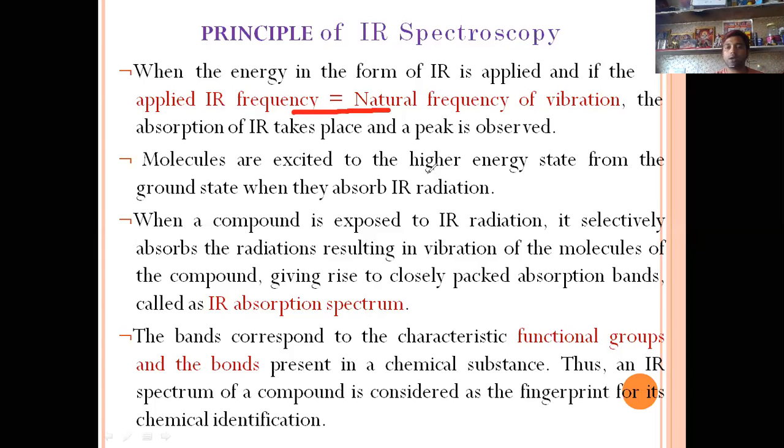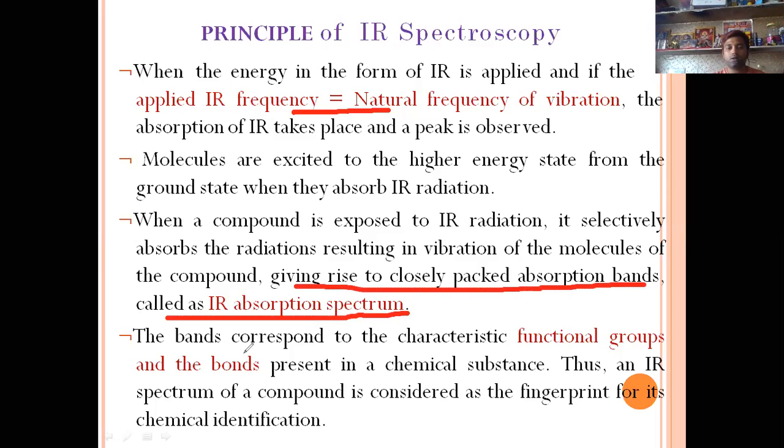Molecules are excited to the higher energy state from the ground state when they absorb IR radiation. When a compound is exposed to IR radiation, it selectively absorbs the radiations, resulting in vibration of the molecules of the compound. So it starts vibrating, giving rise to closely packed absorption bands called the IR absorption spectrum. We get the IR absorption spectrum.